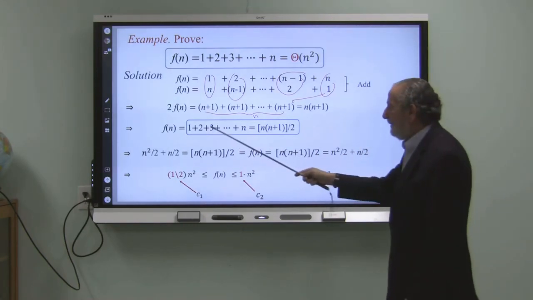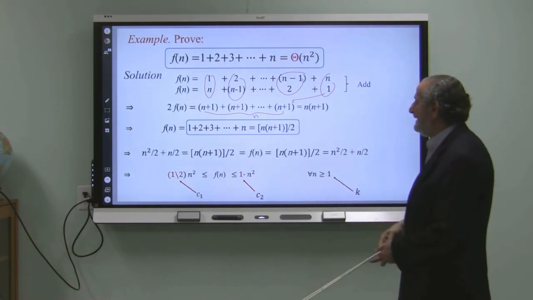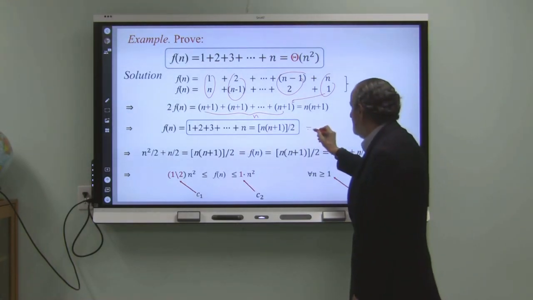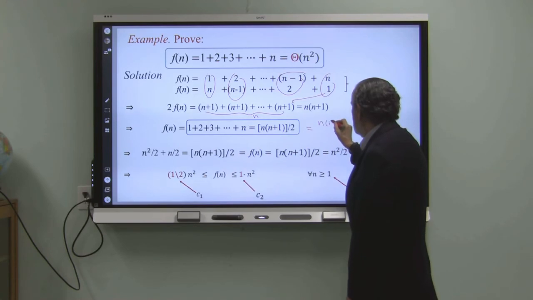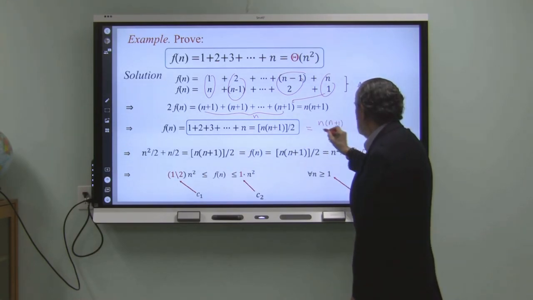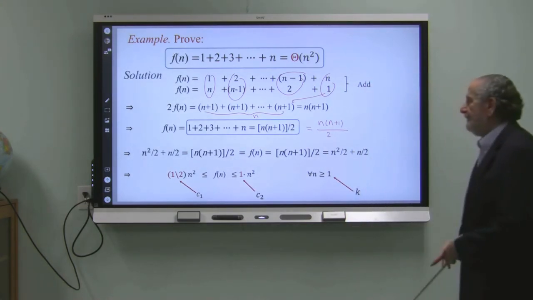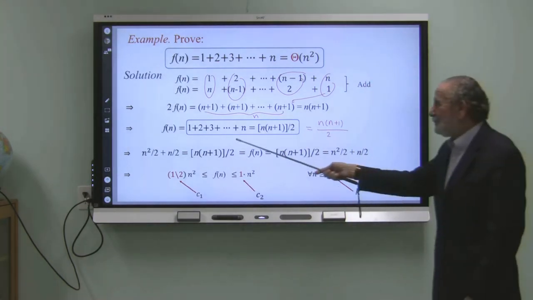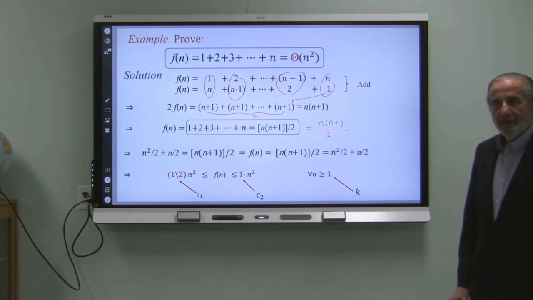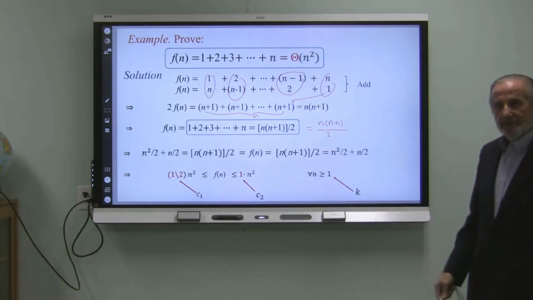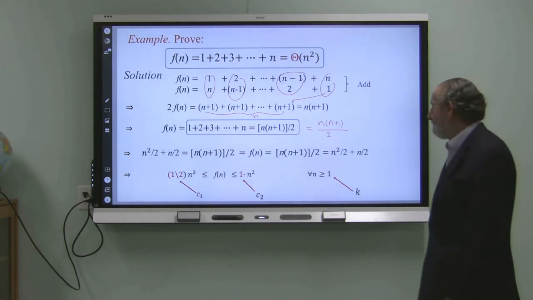Therefore, 1 plus 2 plus 3 up to n is n times n plus 1 divided by 2. So if you want to add 1 plus 2 plus 3 up to 100, the answer would be 100 times 101 divided by 2. 50 times 101.